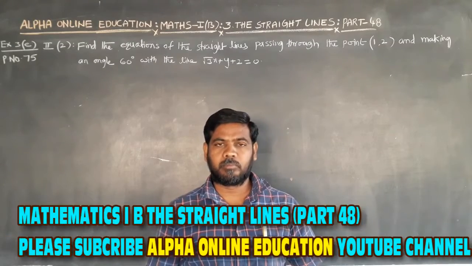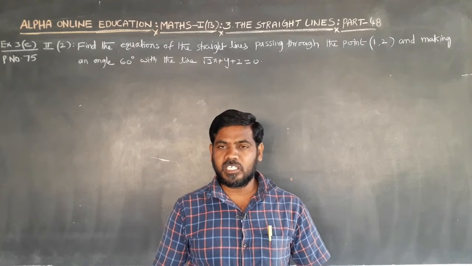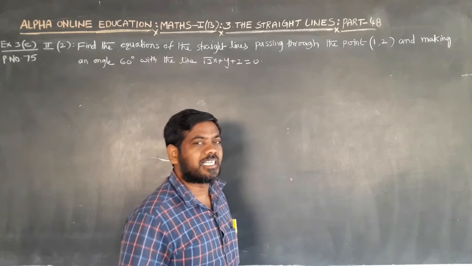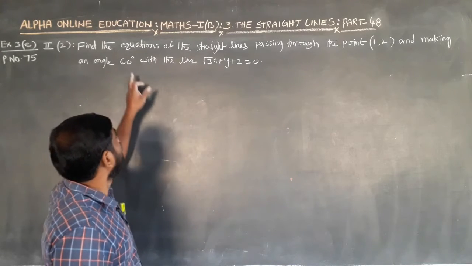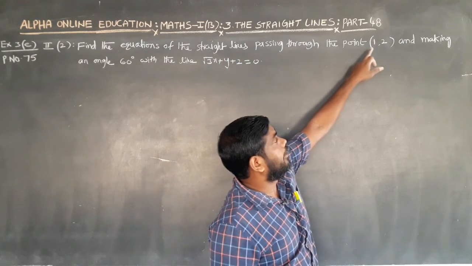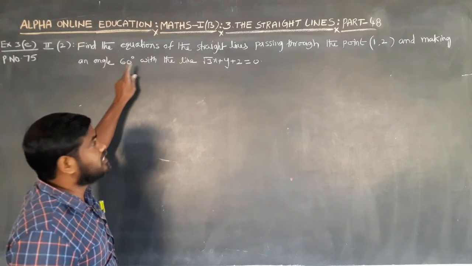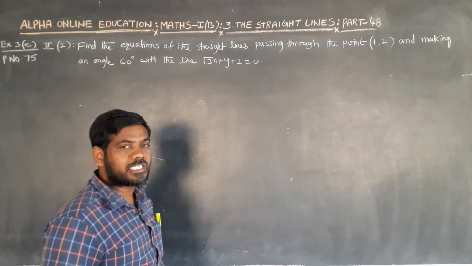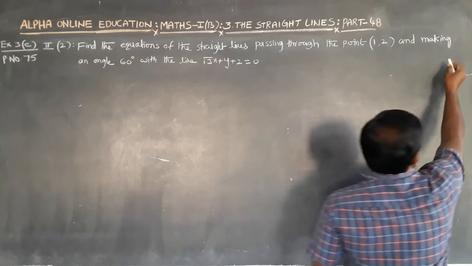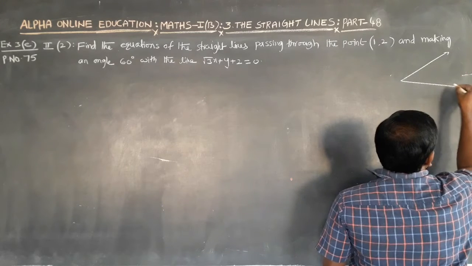One most important problem. Third chapter, the straight lines, exercise 3E, page number 75, Roman number 2, second problem, most important problem. Find the equations of the straight lines passing through the point (1, 2) and making an angle 60 degrees with the line √3x + y + 2 = 0. Find the equation of the straight lines. These are the two lines.